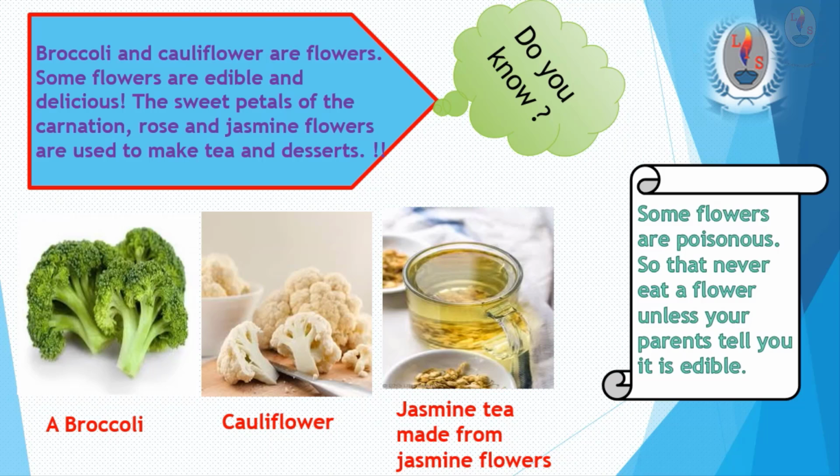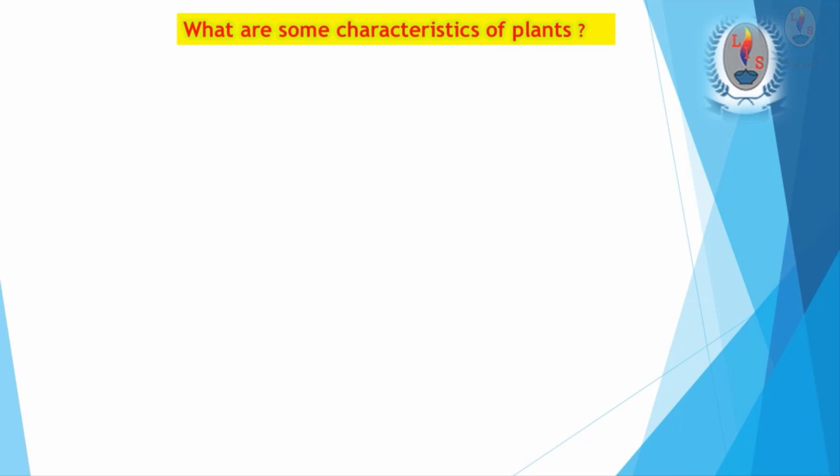Children, some flowers are poisonous. So never eat a flower unless your parents tell you it is edible. Children, now turn to page number 67. What are some characteristics of plants?